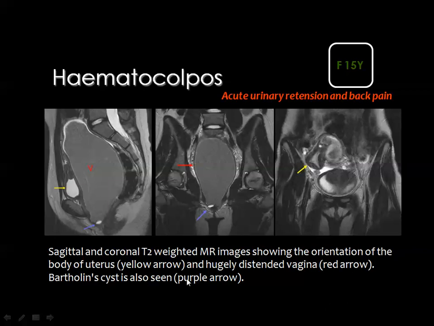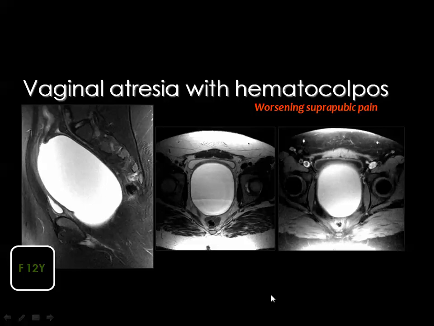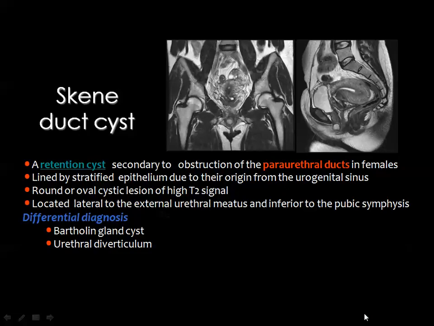This purple arrow points to a porcelain cyst in the vagina. And this is an example of a case with vaginal atresia and the hematocolpus. You see, this is the vagina, which is hugely distended by blood, and this blood is bright in the T1 and T2 weighted image. You see the fluid in the bladder is black here and bright here, and if you look carefully, you see the uterus is minimally distended, containing some blood as well.